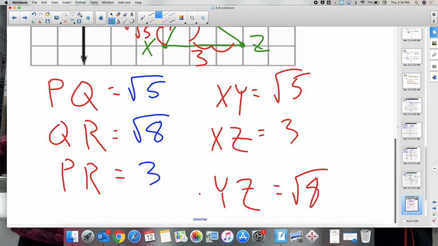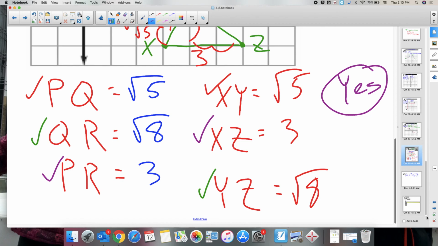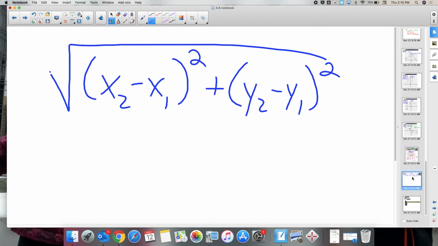So we have PQ congruent to XY. QR congruent to YZ. PR congruent to XZ. So yes, those two triangles are congruent. And that's how you show it. If you didn't want to use your slope formula, as a quick reminder, your distance formula is here. And you can plug your points into that distance formula if you would like.